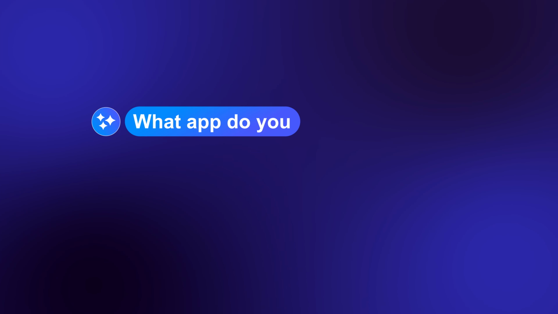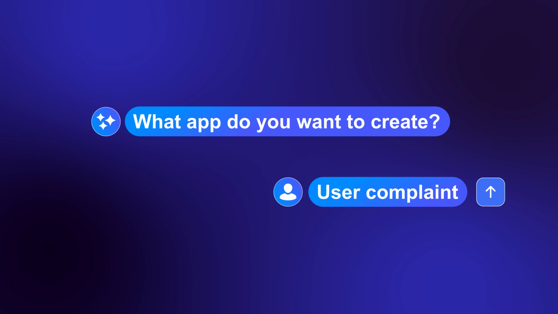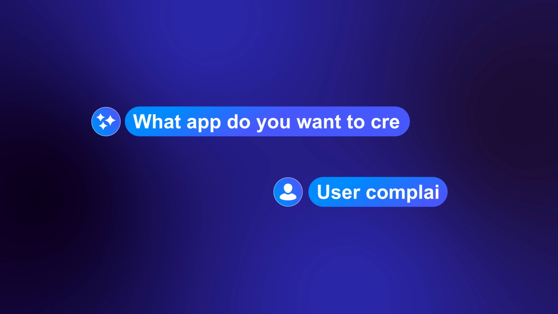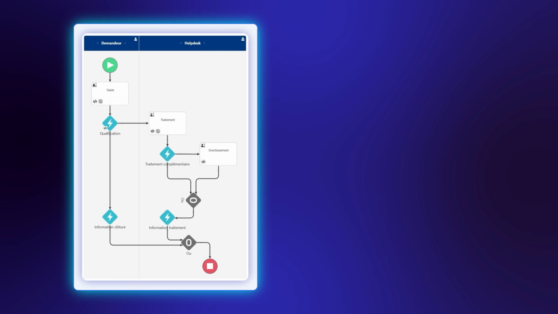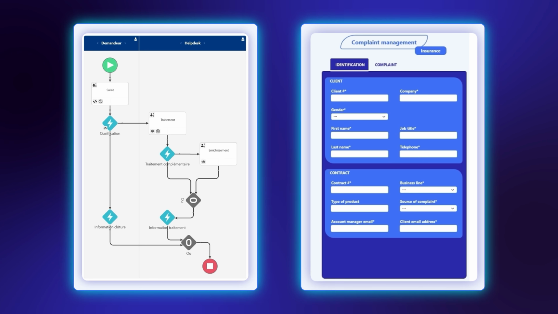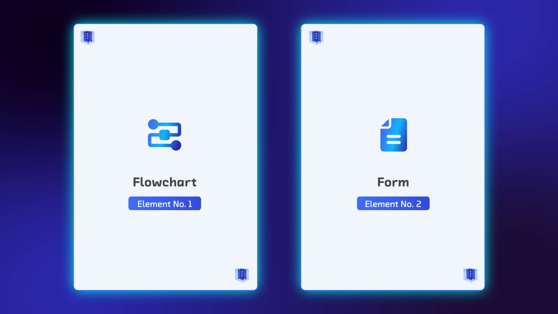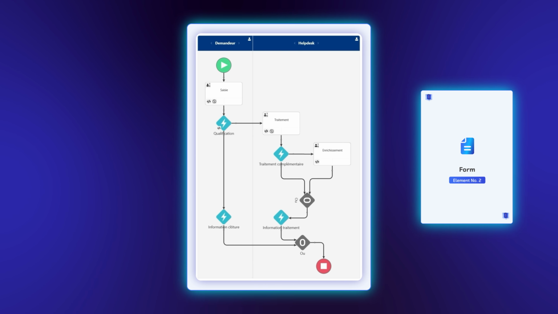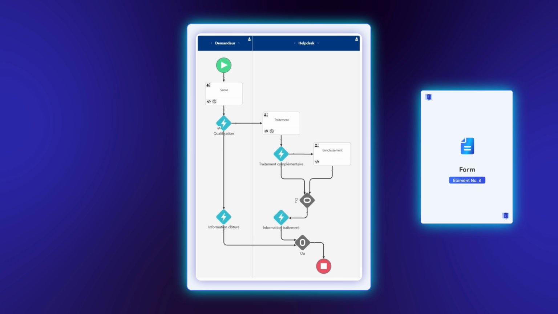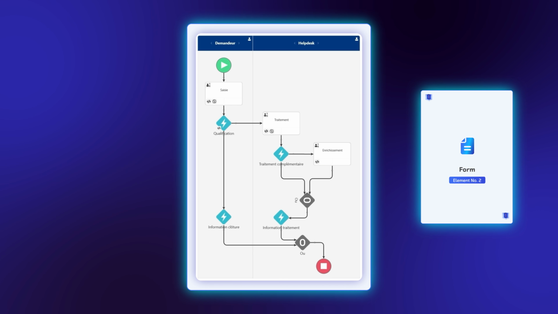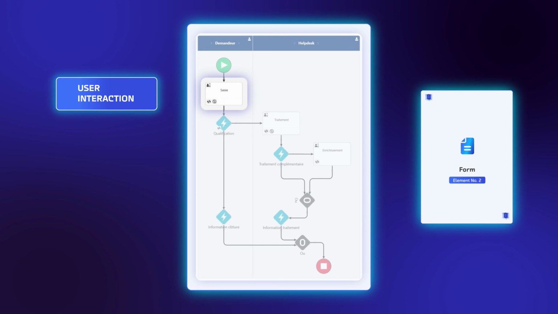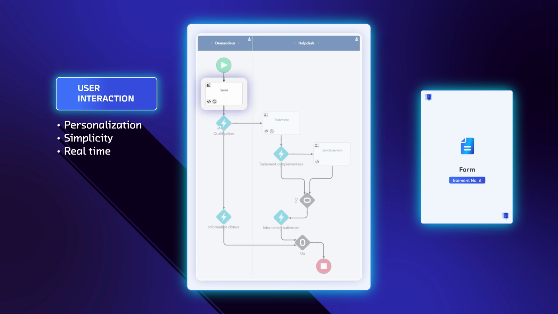the video. From a simple request, here, a user complaint application, ROK's generative AI automatically generates two key elements: a clear, structured flowchart ready to be configured and the associated form. This initial structure is based on 4 main steps, which will allow us to demonstrate the power of the rules editor. First, input. This is where the user submits their complaint.